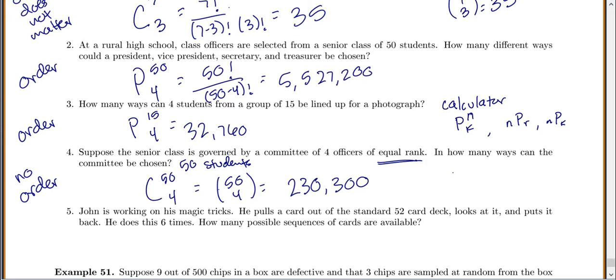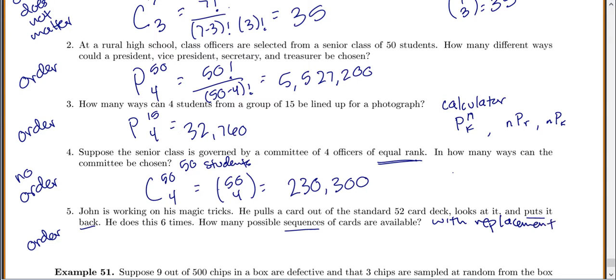And finally, number 5, John is working on his magic tricks. He pulls a card out of the standard 52 card deck, looks at it, and puts it back. He does this 6 times. How many possible sequences of cards are available? Now that word sequences makes me think that the actual order would make a difference. Okay. But actually, let's pay attention here. Notice he looks at it and he puts it back. That means it is with replacement.